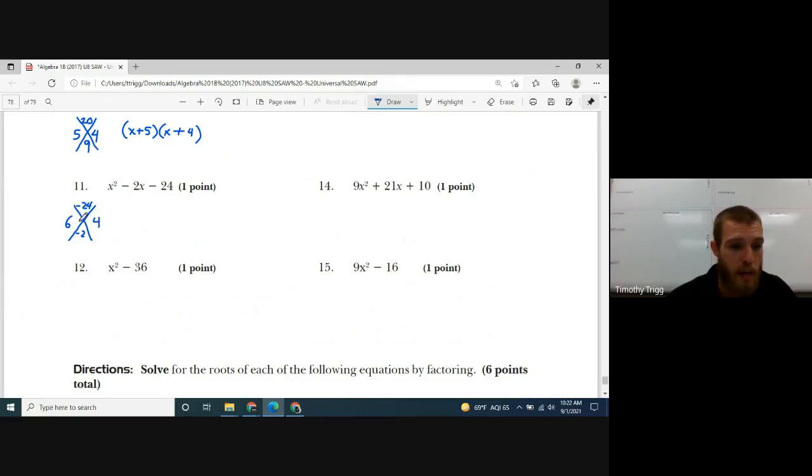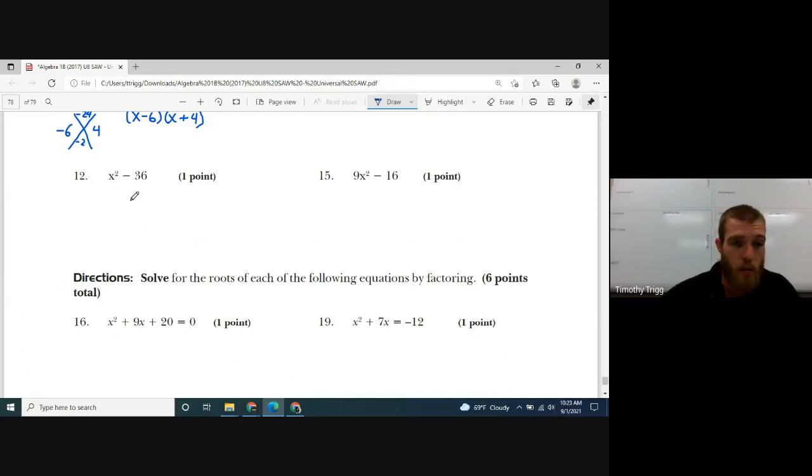Now, one of these is going to be negative. But which one should be negative? Well, in this case, the answer is the negative should be with the 6 because they need to add up to give you negative 2. But if this were a positive 2, the negative would go in with the 4 instead. So that's x minus 6 times x plus 4. Okay. And you could always check. You could always multiply these 2 together, and you should get back to your original trinomial.